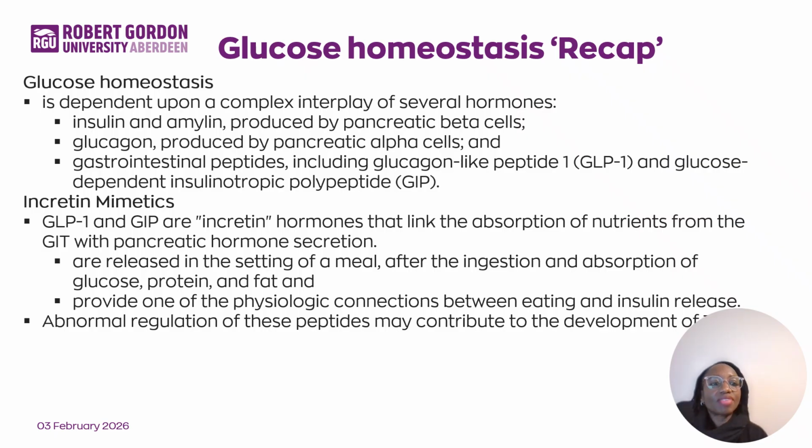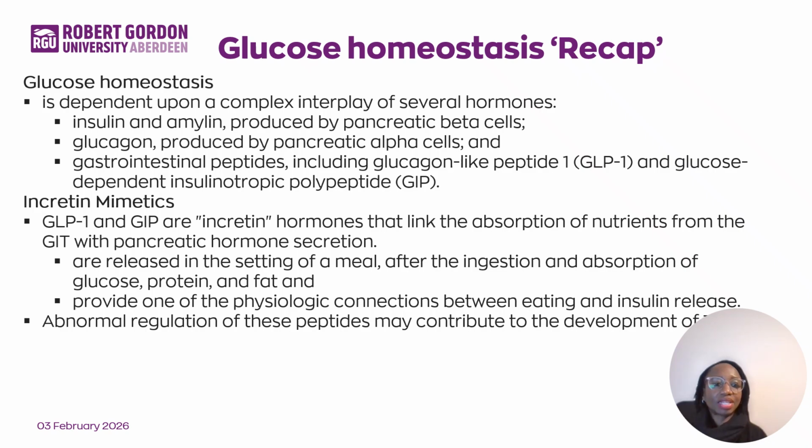Then we have incretin mimetics, and the GLP-1 and the GIP are called incretin hormones that link the absorption of nutrients from the GIT with pancreatic hormone secretion. These are released in the setting of a meal after the digestion and absorption of glucose, protein, and fat, and provide one of the physiologic connections between eating and insulin release. Abnormal regulation of these peptides may contribute to the development of diabetes. So that's important. I thought I'll revisit this so that you understand, as I move on with the mode of action, all the other pharmacotherapy options we have for type 2 diabetes.